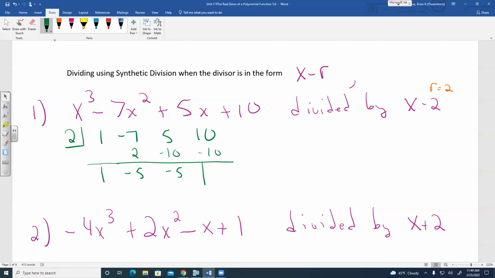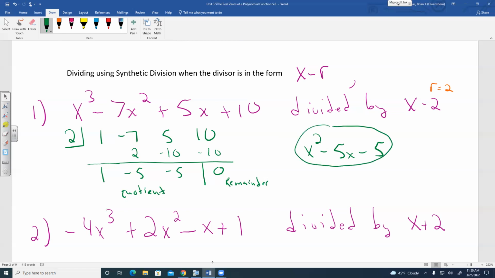In this last little box, we section off because this is what is actually called the remainder. This is going to be the 0. So this represents the remainder. And this over here represents the quotient, the answer. Since it was an x cubed, when we write our quotient, it's going to be 1 degree less. So our answer is x squared minus 5x minus 5. If we start out with a 3rd degree, our quotient is going to be 1 degree less. So it's going to be x squared minus 5x minus 5. That would be our answer.